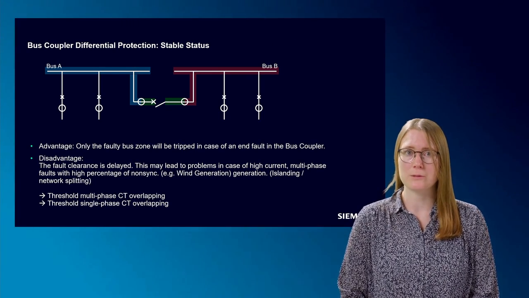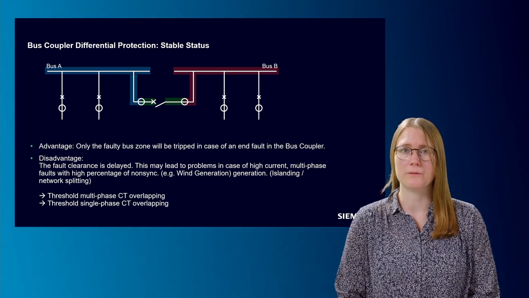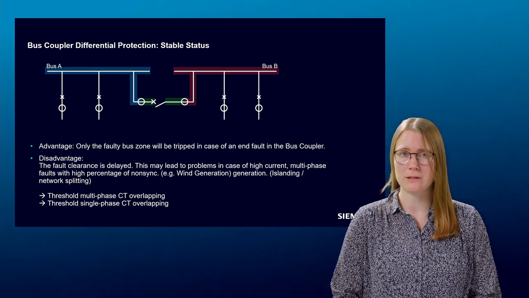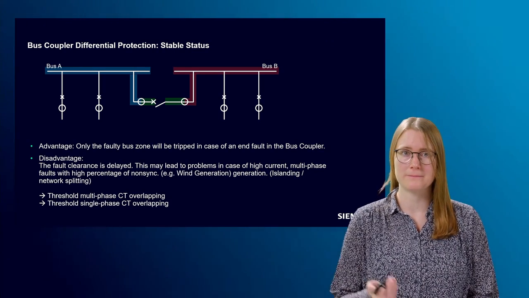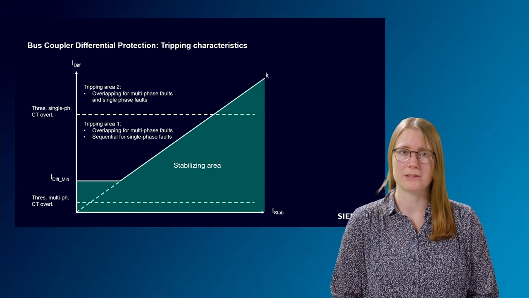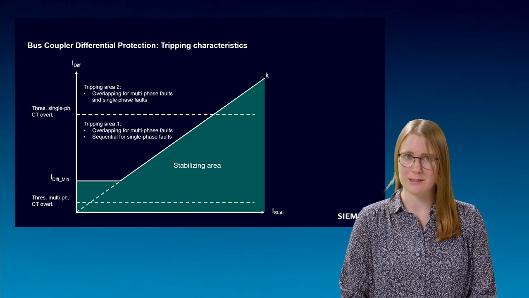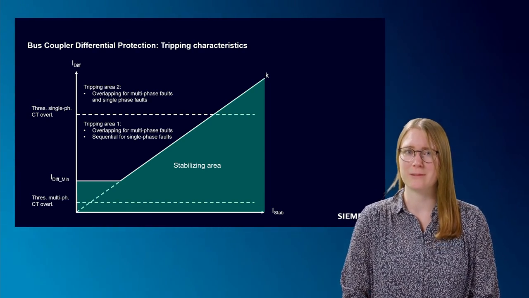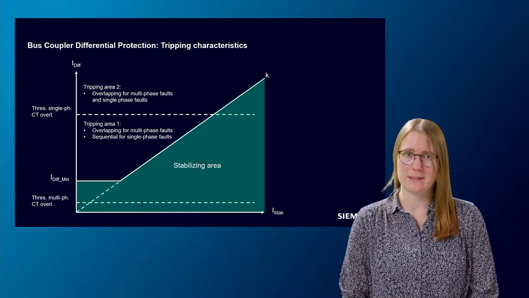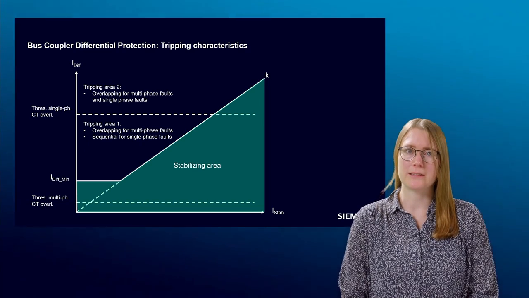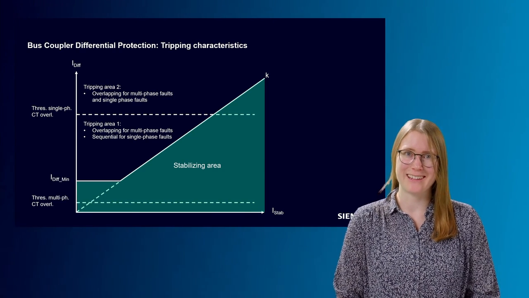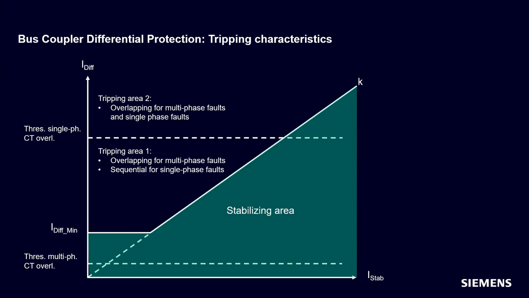Furthermore, it is possible to switch to overlapping mode for high current faults. For this purpose, a threshold value can be set for single pole and multi-pole faults. This slide shows the tripping characteristic of the bus coupler differential protection. The characteristic looks at first sight similar to the characteristic of the busbar differential protection. On the x-axis is the stabilization current, on the y-axis the differential current. The green area is the stabilizing area, everything without color is the tripping area.